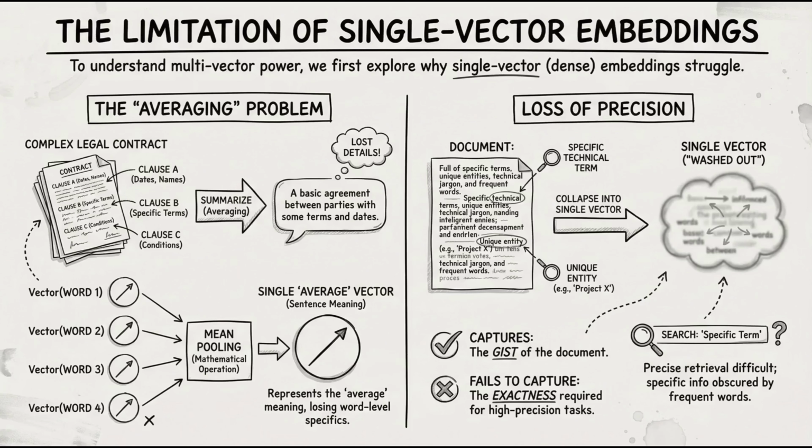The problem is that this process creates a massive loss of precision. By collapsing an entire document into one average point in space, you lose the ability to perform high-precision searches. If a user queries a specific technical term or a unique name, that information often gets washed out by the more frequent generic words in the text. While a single vector is great at capturing the general gist of a document, it simply lacks the granularity required for tasks where exactness is the priority. In short, you gain a broad overview, but you lose the fine-tuned detail.